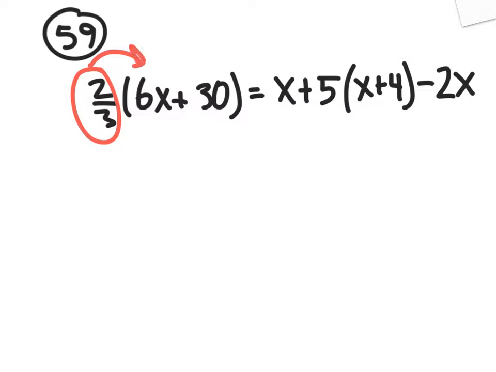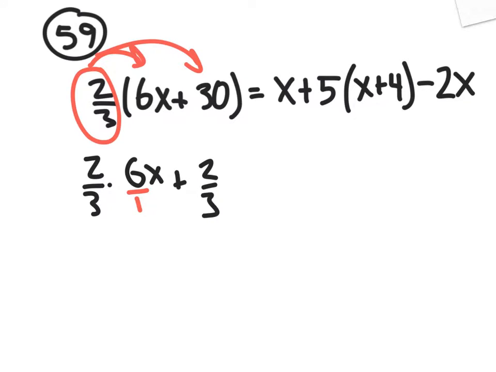So I'm actually going to just draw my arrows, and I want to show all of my work here just so you guys can really understand what I'm doing. It's really going to be 2/3 times 6x, but you're going to put the 6x over a 1, and then you're going to have plus 2/3 times 30, but you're going to put that over a 1 as well. Do you guys understand what I'm doing here?